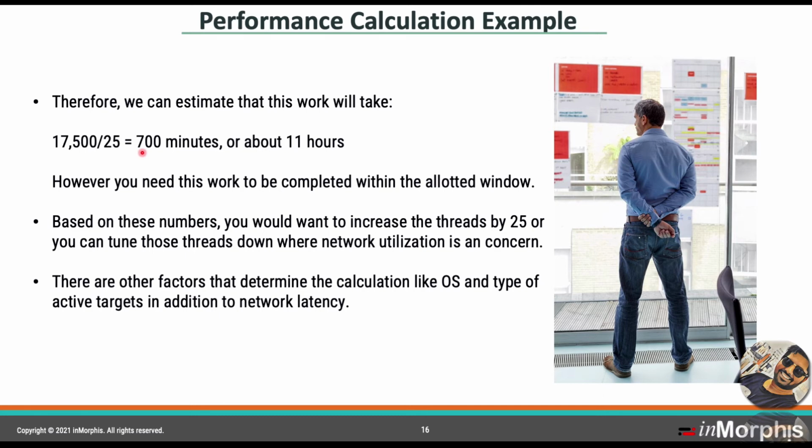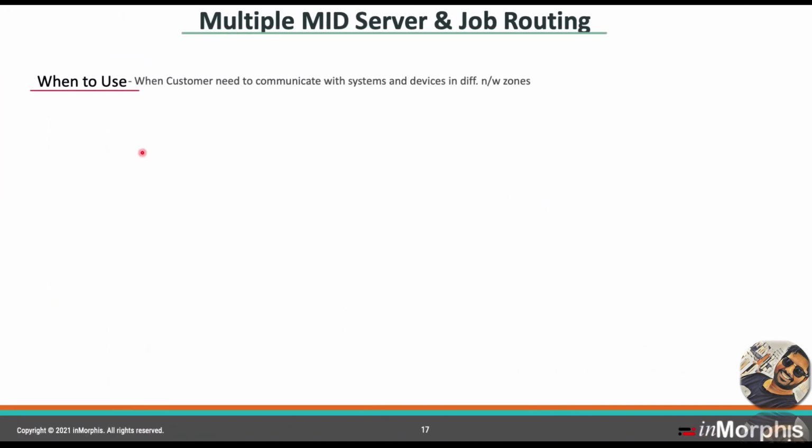We need to see how we can have a mid server cluster, how instead of having one machine work on it, we can have multiple machines take up the job. And that brings up multiple mid servers and job routing. In that example we clearly saw that even with the maximum suggested thread count, we are still not able to achieve that discovery window. So that is one case where I need multiple mid servers, and that will also come with job routing.